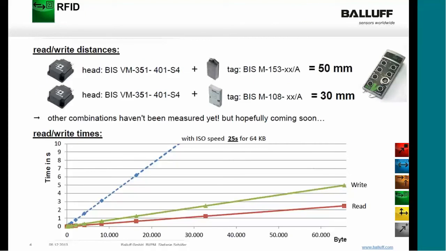One of the big features is speed and the amount of data that you can write to the tag. So the chart shows you down at the bottom the read-write times of our new VM head, our VIM processor, with the ISO 15693, I believe it was, that we showed you earlier. So the blue dotted line shows you the ISO speed standard, so 25 seconds to write 64 kilobytes. And if you look at the green colored line that's labeled write, we can do 64 kilobytes in about 5 seconds. So much, much higher speed, much higher throughput.